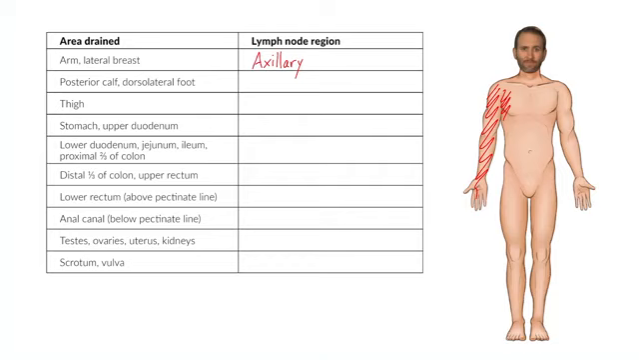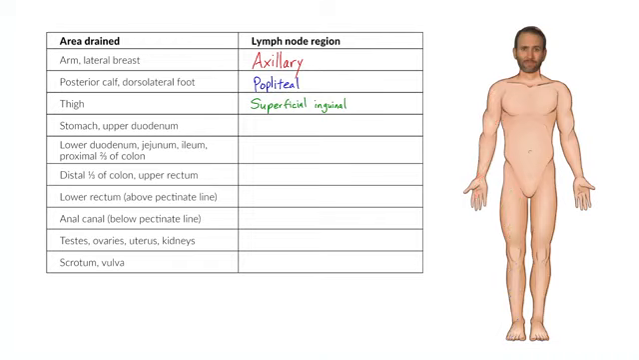And then going to the lower extremity. The calf and dorsolateral portions of the foot drain to the popliteal region. So if you have a foot infection, you might see an enlargement of your popliteal lymph nodes. Make sure you know that. And then the thighs, they drain to the superficial inguinal nodes. If you have an infection in the thigh, then you're going to have some superficial inguinal lymphadenopathy. We'll come back to the superficial inguinal nodes here in a second.